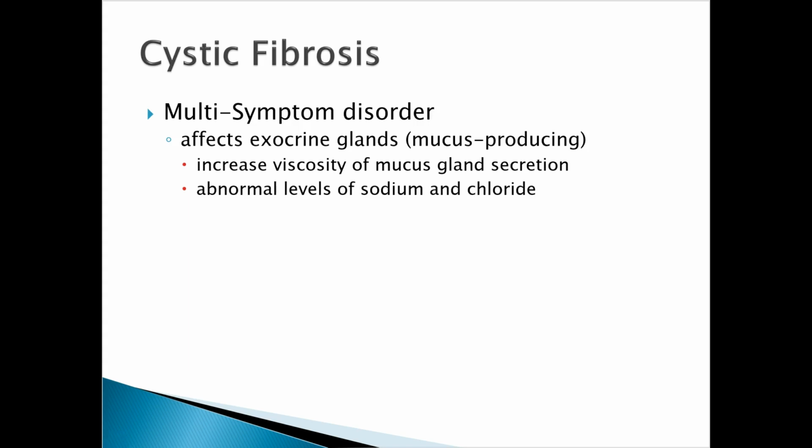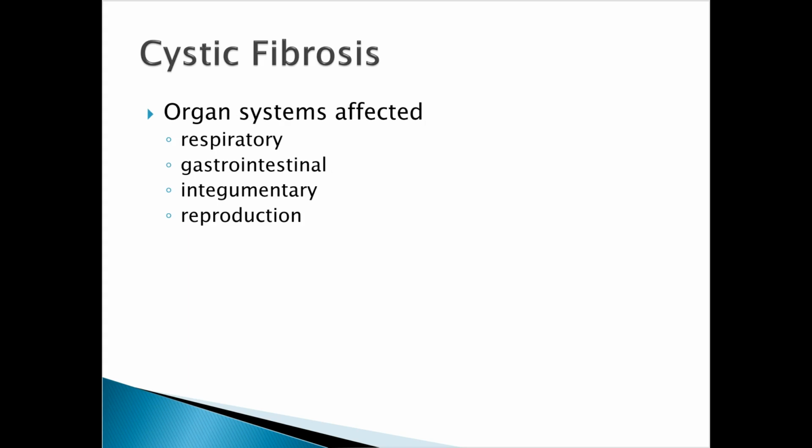All right, so this is the last respiratory disease that we will go over, so we've made it, which is cystic fibrosis. It is a multi-symptom disorder. It's not just a respiratory disorder. It affects the exocrine glands, which are mucus producing. So it increases the viscosity of mucus gland secretion, and it produces abnormal levels of sodium and chloride.